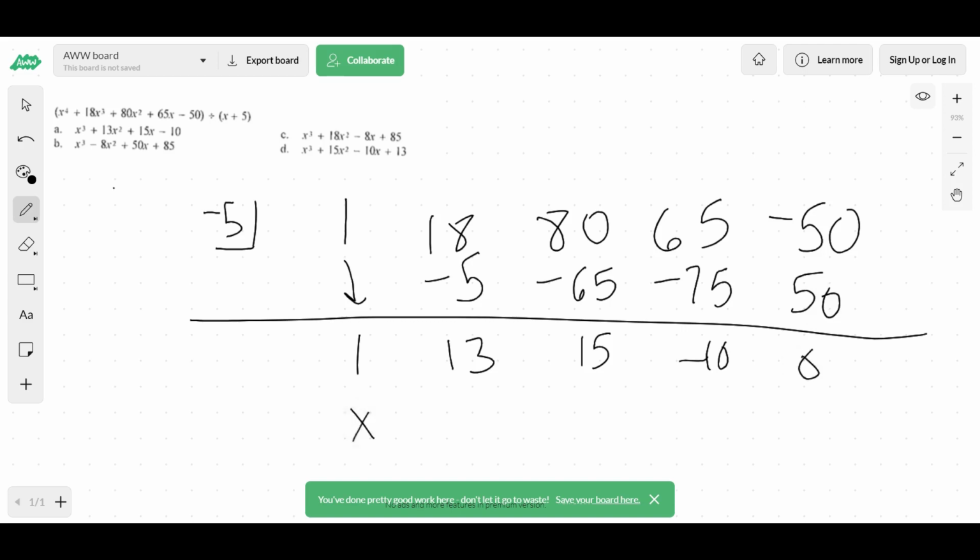Then if we wrote this, this would be x cubed, because it's always one less than the exponent that you have, plus 13x squared, plus 15x, minus 10. And which one does that match? Well, it matches A. Let's try the next one.